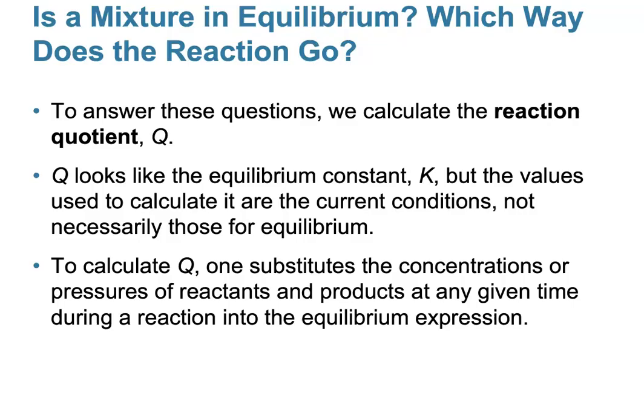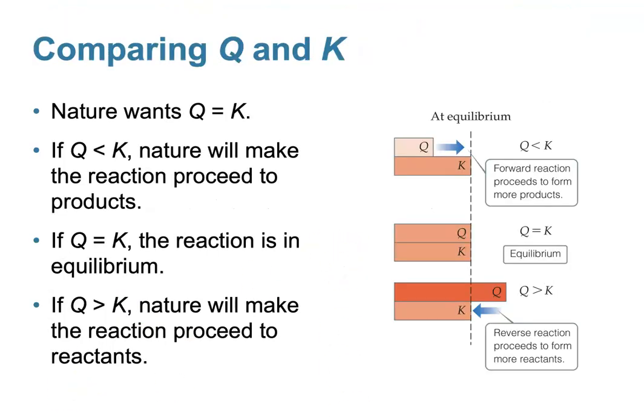And to calculate Q, we substitute the concentrations or the pressures of the reactants and products at any given time during a reaction into the equilibrium expression. So this is important. If Q is less than K, we know that the reaction will need to proceed to the products. If K equals Q, we're at equilibrium. And if Q is greater than K, then we're going to have to drive the reverse reaction and it will proceed toward the reactants. So if you don't have this in your notes yet, this is a good time to pause and write this down.